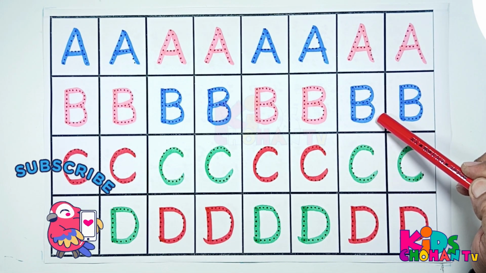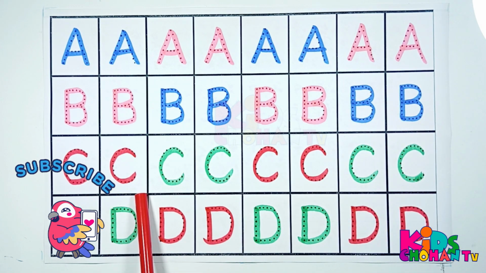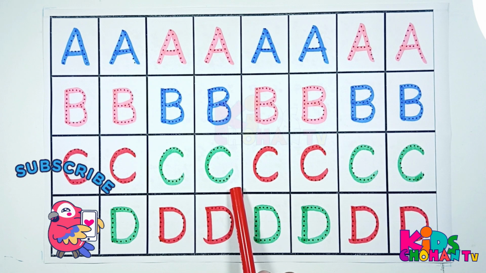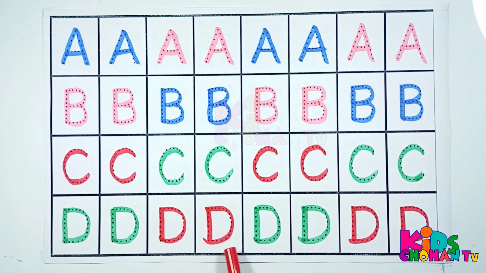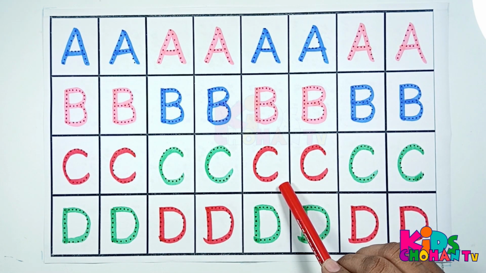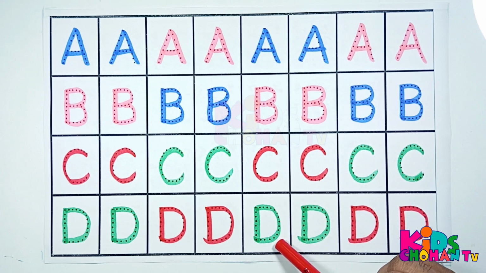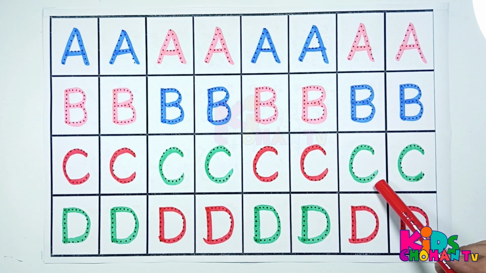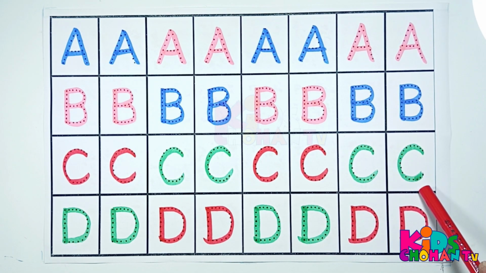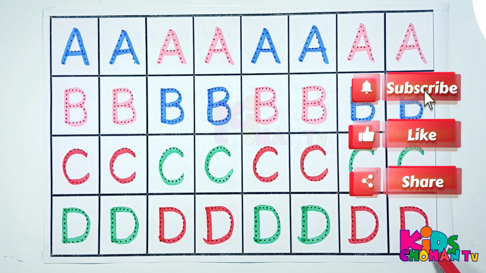B. B for balloon. C. C for cat. D. D for dog. C. C for car. D. D for door. C. C for cap. D. D for dolphin. C. C for cat. D. D for duck.